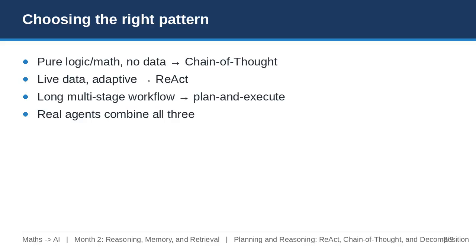How do you choose? Pure logic or math with no external data calls for chain of thought. Tasks needing live data and adaptation call for ReAct. Long multi-stage workflows benefit from plan and execute with replanning. In practice, mature agents combine all three. A planner decomposes the goal, each subtask runs a ReAct loop, and the internal steps use chain of thought reasoning.